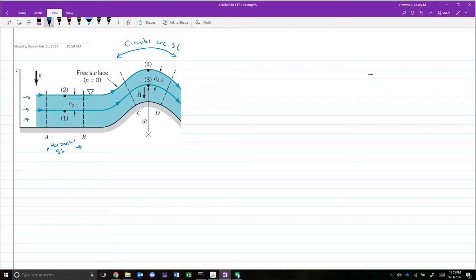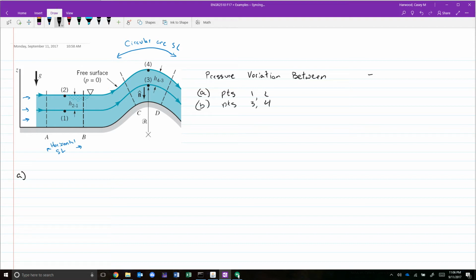So what we're tasked to find in this problem is the pressure variation between two sets of points: first, points 1 and 2, and second, points 3 and 4. So diving right into it, let's begin with the pressure variation between points 1 and 2.